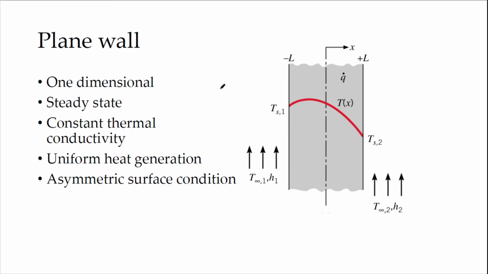So in our analysis, we are going to look at one-dimensional analysis, with steady state assumption, constant thermal conductivity, uniform heat generation, and as an addition, we are going to look at asymmetric surface conditions.